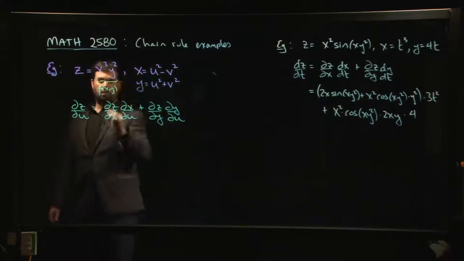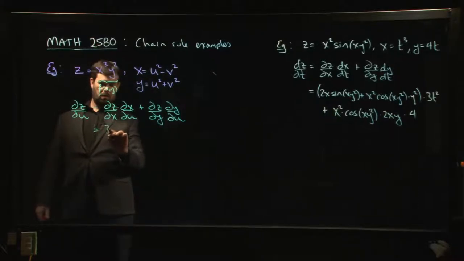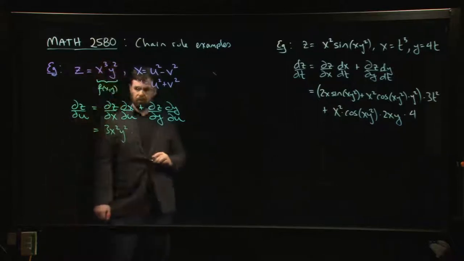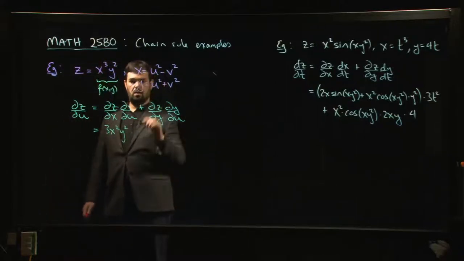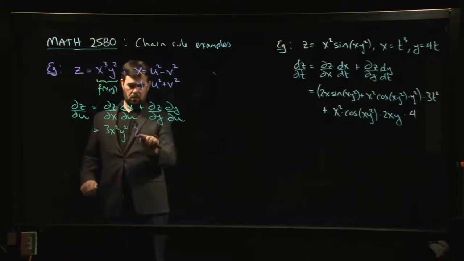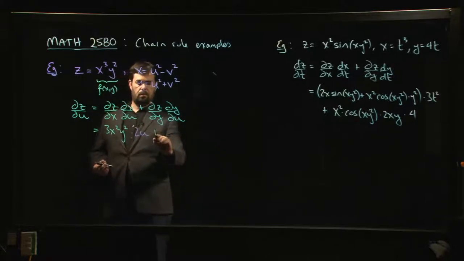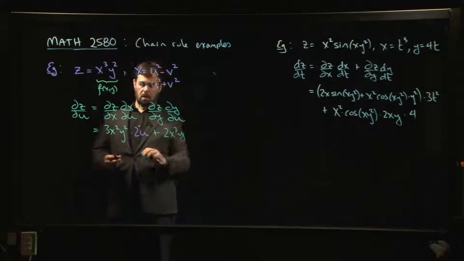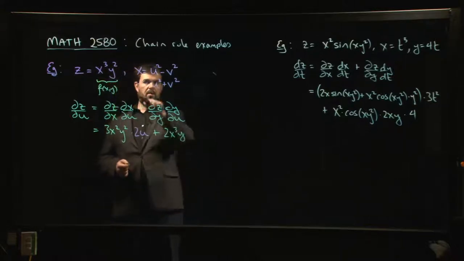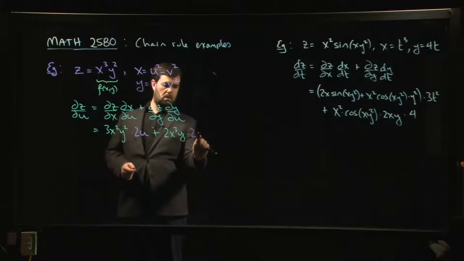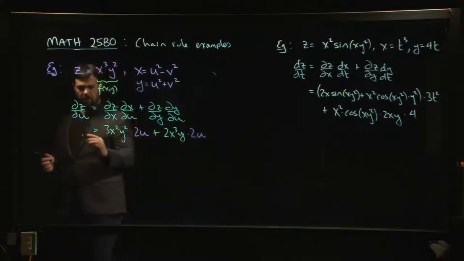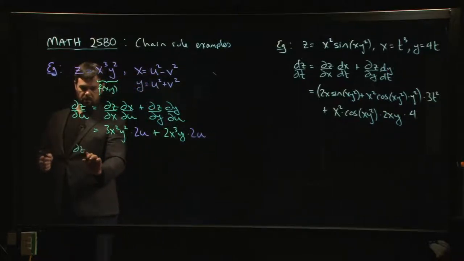Otherwise, it's the same idea, right? And so now you just fill things in. So dz/dx, 3x squared y squared, times, so we do dx/du, 2u. Okay? dz/dy, 2x cubed y. And now we multiply by dy/du, also 2u. Okay?